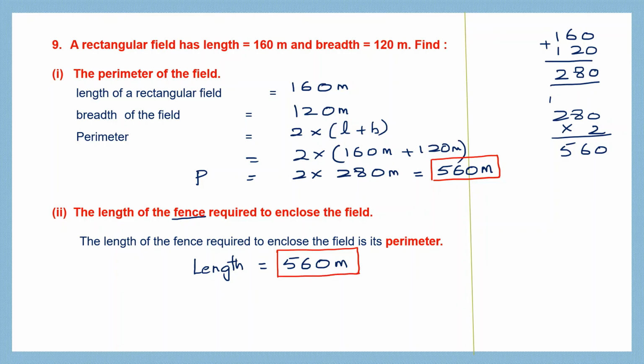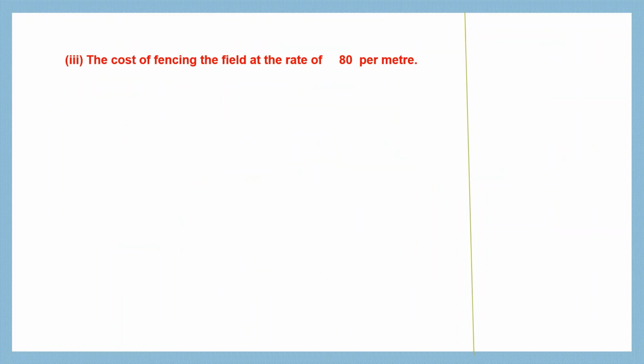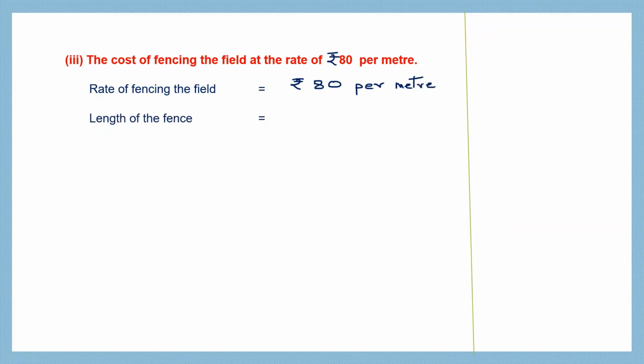So our second answer is also 560 meters. So the third part of the question, we have to find the cost of fencing the field at the rate of 80 rupees per meter. So let's begin. Rate of fencing the field is 80 rupees per meter. Now we should be careful about this. It is for 1 meter, it is 80 rupees. Now, length of the fence we have found to be 560 meters. So for 1 meter it is 80 rupees. We have to find for 560 meters.